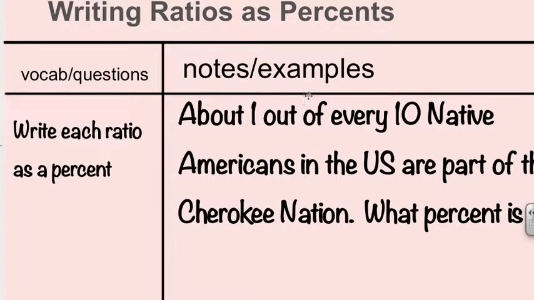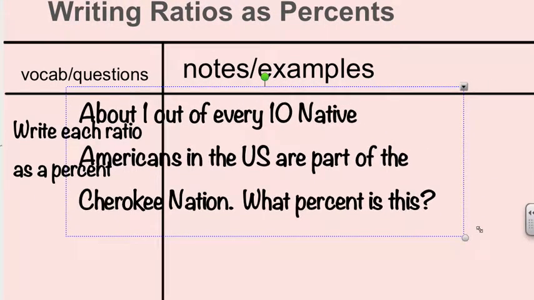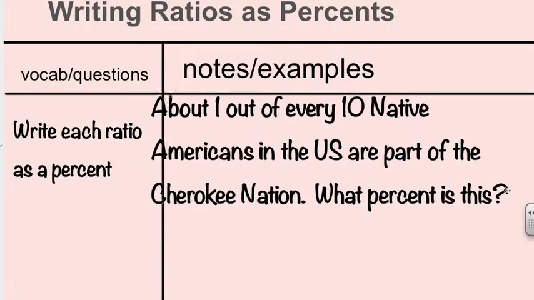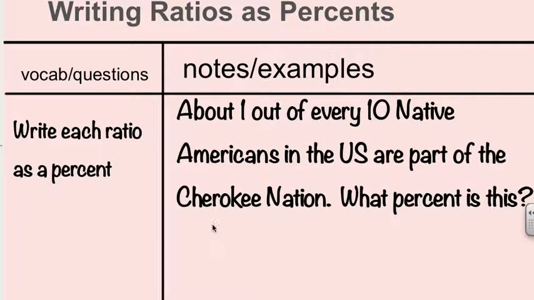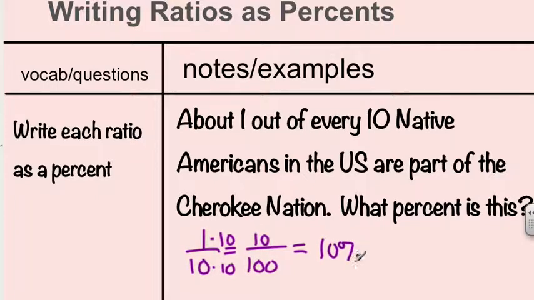About 1 out of every 10 Native Americans in the United States are part of the Cherokee Nation. What percent is this? 1 out of 10. So every 1 out of 10 is part of the Cherokee Nation. What percent would that be? Well, I need to compare it to 100 again. In order to do that, I multiply both sides by 10, and I get 10 over 100. Once I have my percent over 100, I know that it's 10%. 10% of the Native Americans were part of the Cherokee Nation.